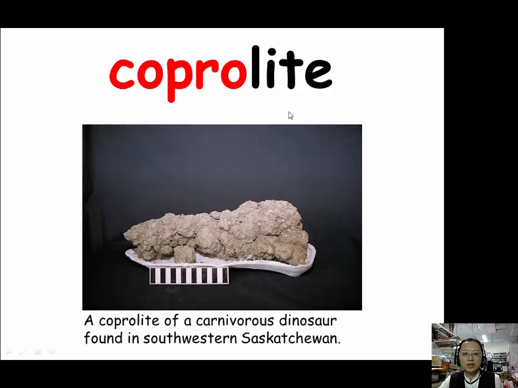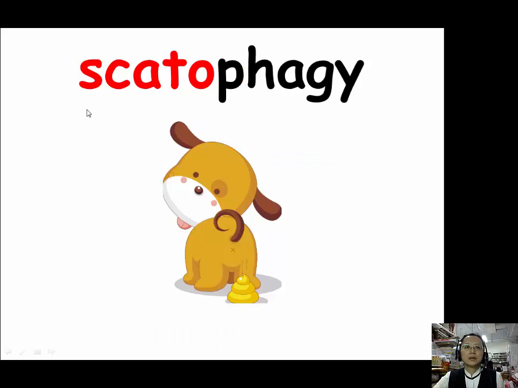For copro, our example is coprolite. Coprolite is a fossil consisting of petrified dung. Like in this picture, it's a coprolite of a carnivorous dinosaur found in Canada. For scato, our example is scatophagy. Scatophagy is eating feces, eating stool. Like I have a dog in my house. He has scatophagy.